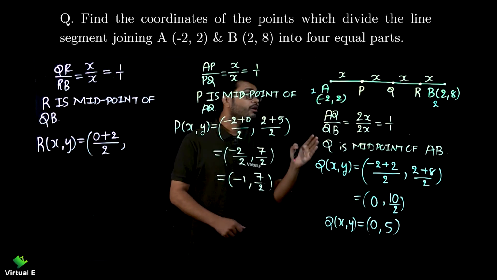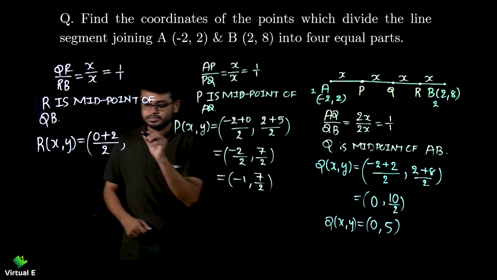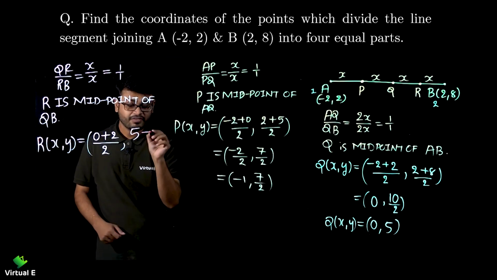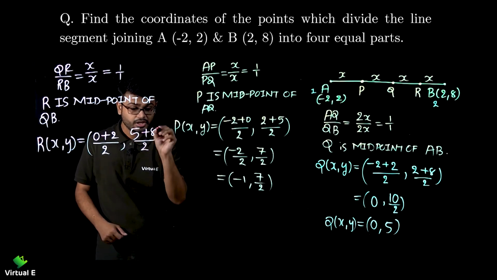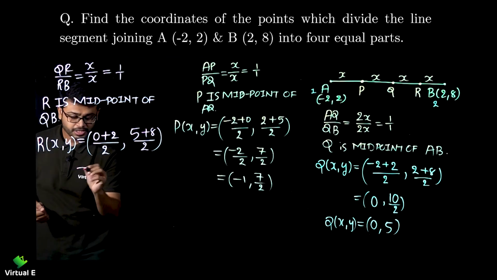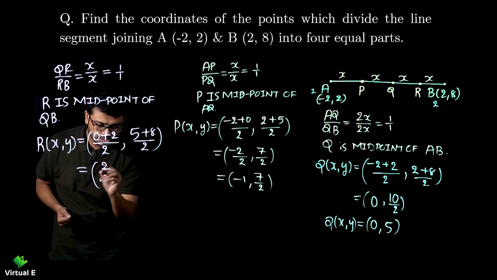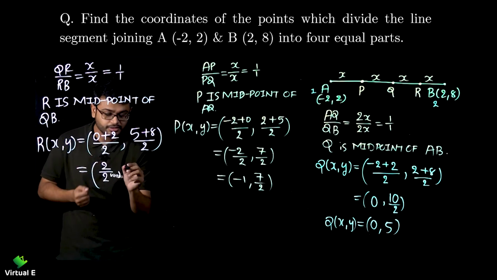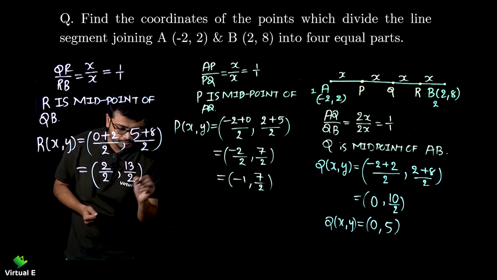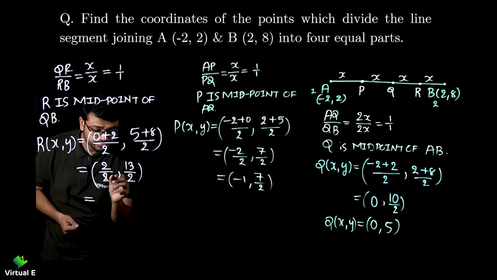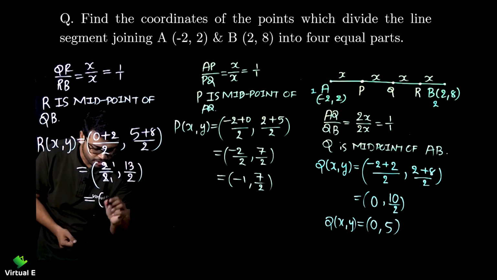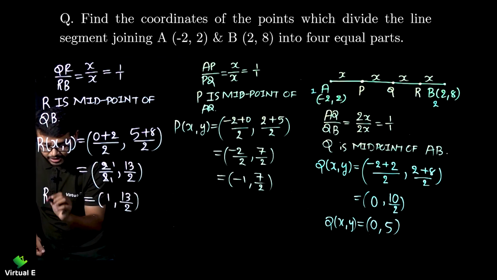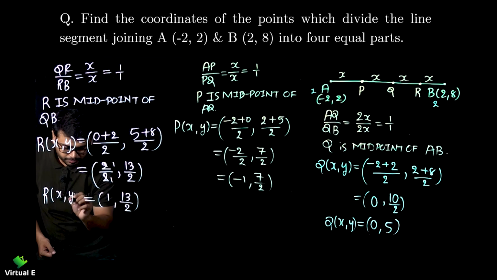Then the coordinates of Y, here it is 5. Then what is the coordinate for B? Which is 8, so 5 plus 8, over 2, because midpoint formula. So here 0 plus 2 is 2 and the denominator also 2. 5 plus 8 will give you what? 13. So 13 by 2. Let's do any cancellation if possible. Here it is possible. So (1, 13 by 2). That is my coordinates for point R.